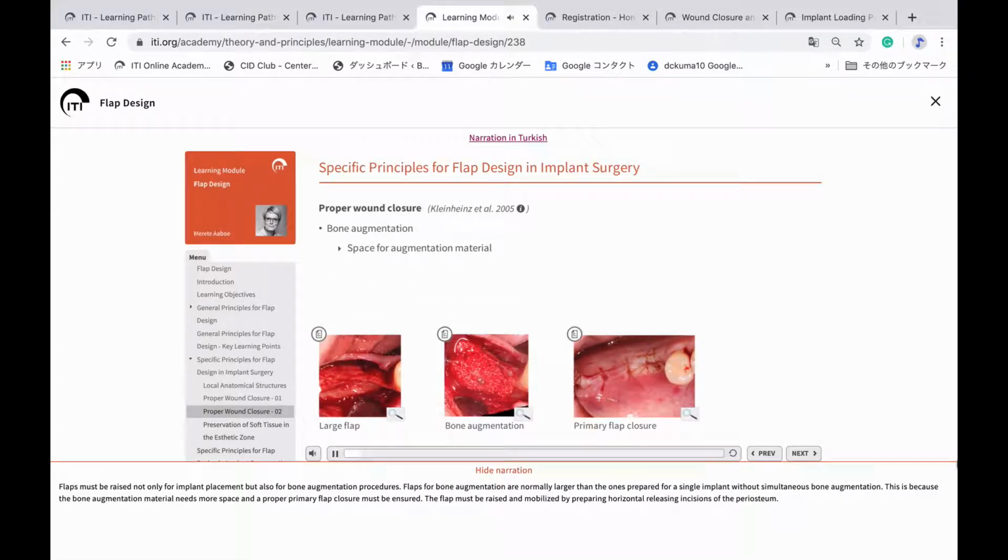Flaps must be raised not only for implant placement, but also for bone augmentation procedures. Flaps for bone augmentation are normally larger than the ones prepared for a single implant without simultaneous bone augmentation. This is because the bone augmentation material needs more space, and a proper primary flap closure must be ensured. The flap must be raised and mobilized by preparing horizontal releasing incisions of the periosteum.